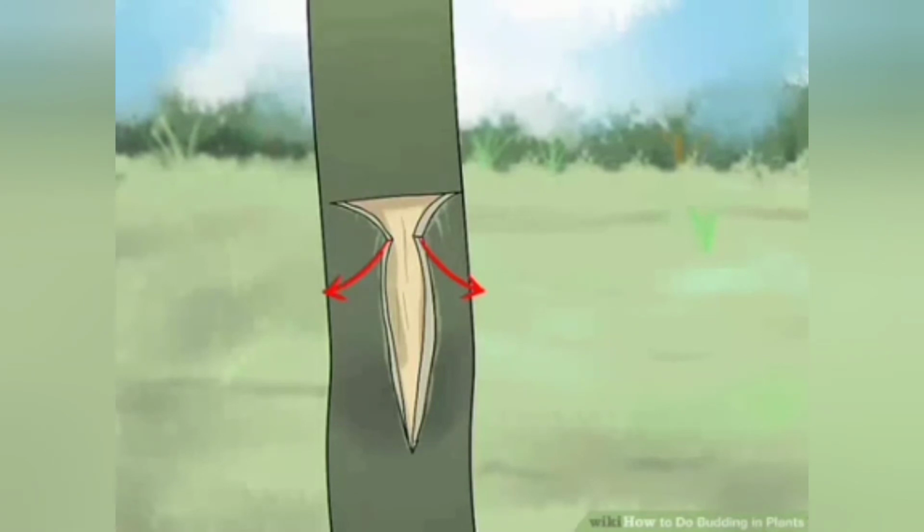Create a pocket. Peel the bark away from your T-cut. Start from the inside corners where the vertical and horizontal cuts meet. Peel outward until a triangle of the plant's tissue is exposed. Stop here, without tearing the peeled bark off the stem.